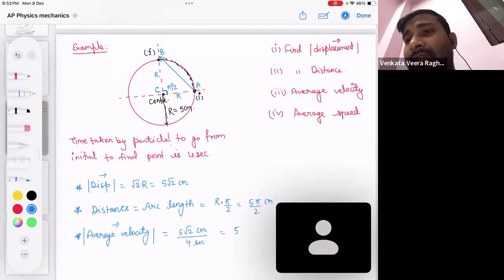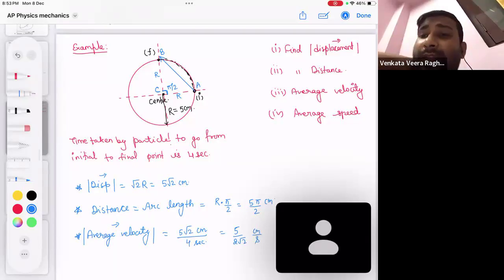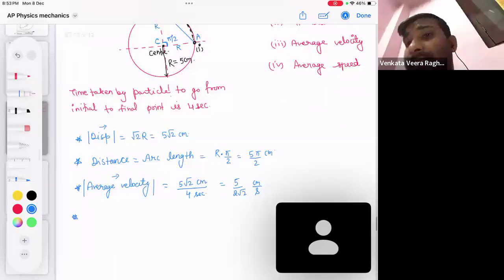Can I write it 5 by 2 root 2? Right, now root 2 by 4 is there, isn't it? We can write it now, 2 root 2. And what is the last thing? Average speed. Please tell me, pi by 2 is the distance and time is 4 seconds. So am I getting 5 pi by?